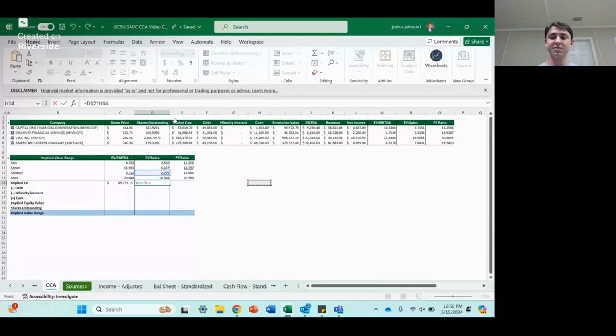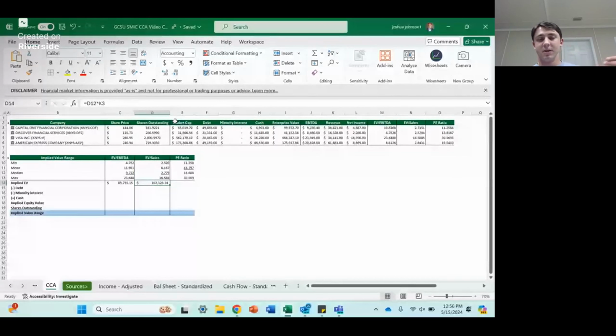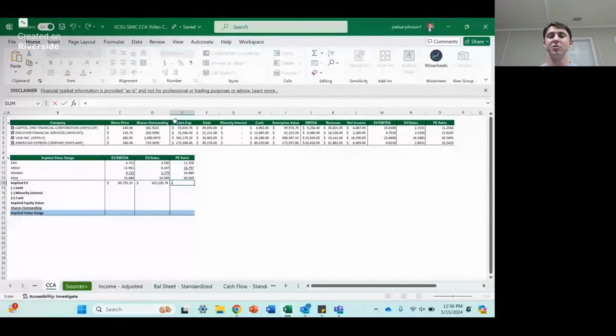EV over sales, we're going to do the same thing, use the median, and then multiply it by our company's revenue. And then we have about the implied enterprise value of the company here, according to the EV over sales multiple, is about $102.328 billion.